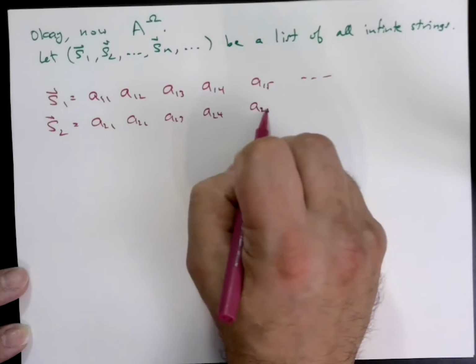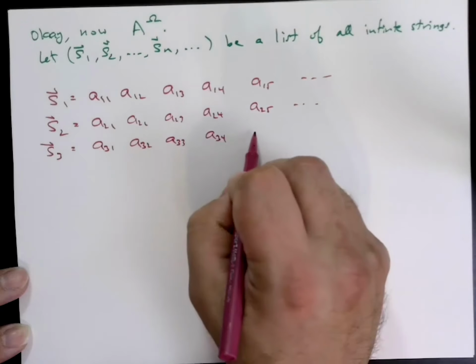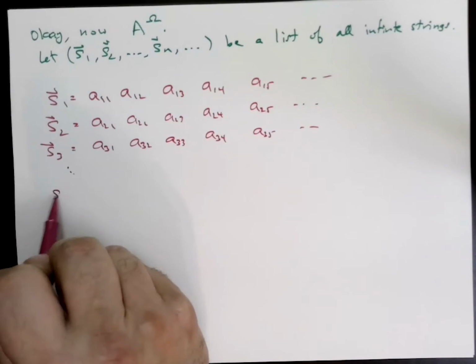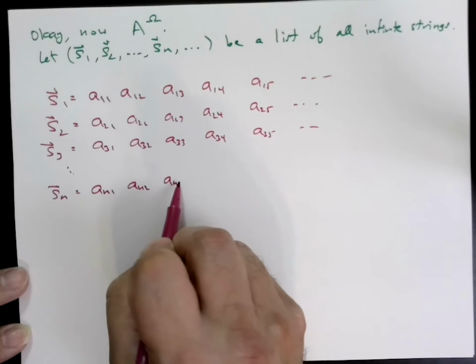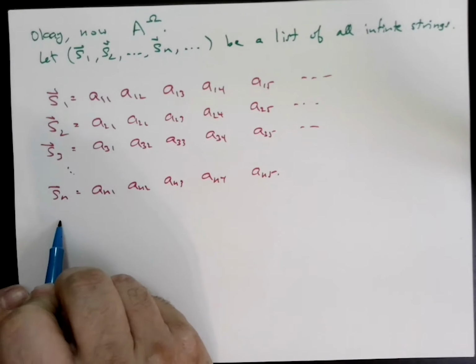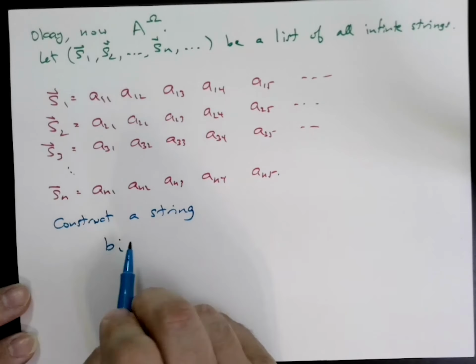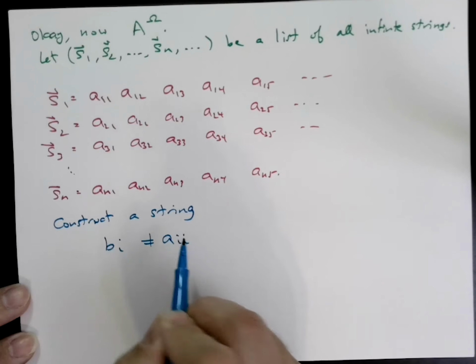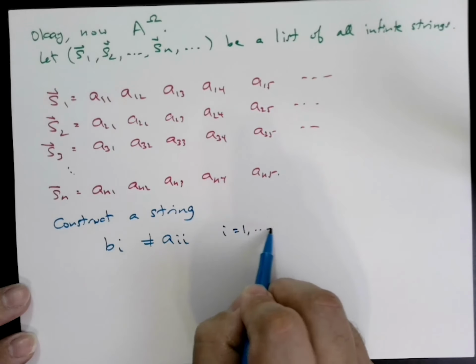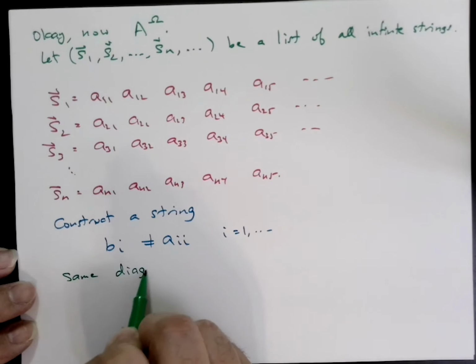But what we do is everywhere we have this diagonal term, let's just pick Bi to be anything not equal to Aii. So B1 is anything but A11. B2 is anything but A22. B3 is anything but A33. The same diagonal argument is going to hold as before. If we look at the string B1, B2, B3, and so forth, it disagrees with every string in this list because it disagrees with the first string in the first place. It disagrees with the second string in the second place, the third string in the third place, and so on. Therefore, we have shown that there exists a string not in this list.